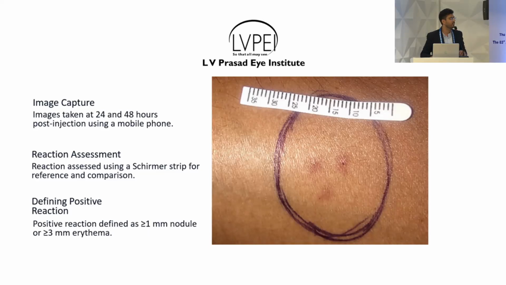We gave them representative images of how to calculate it, and a positive test was defined as more than 1 mm of a nodule or more than 3 mm of erythema, as you can see here. Here you can see one nodule compared with the Schirmer's strip, which is more than 1 mm. So this is a positive pathergy test.